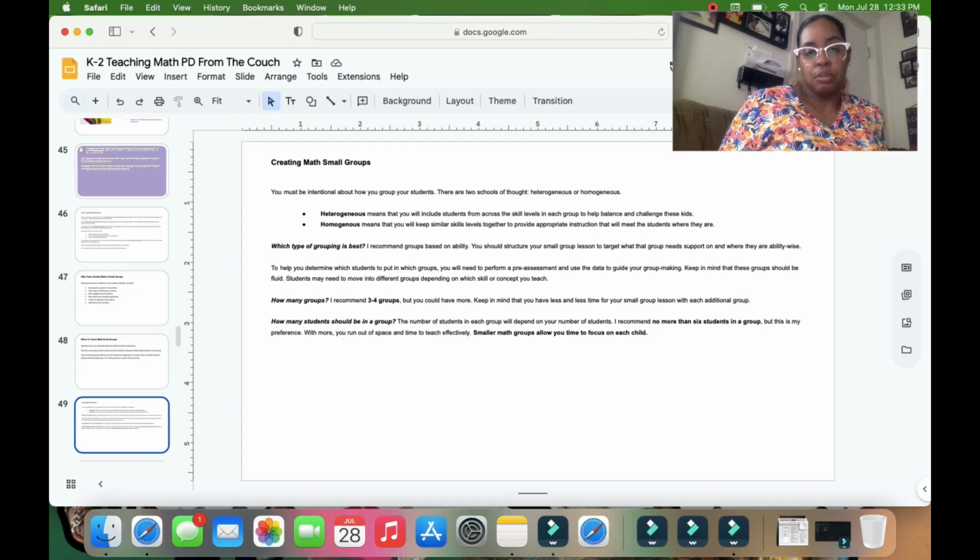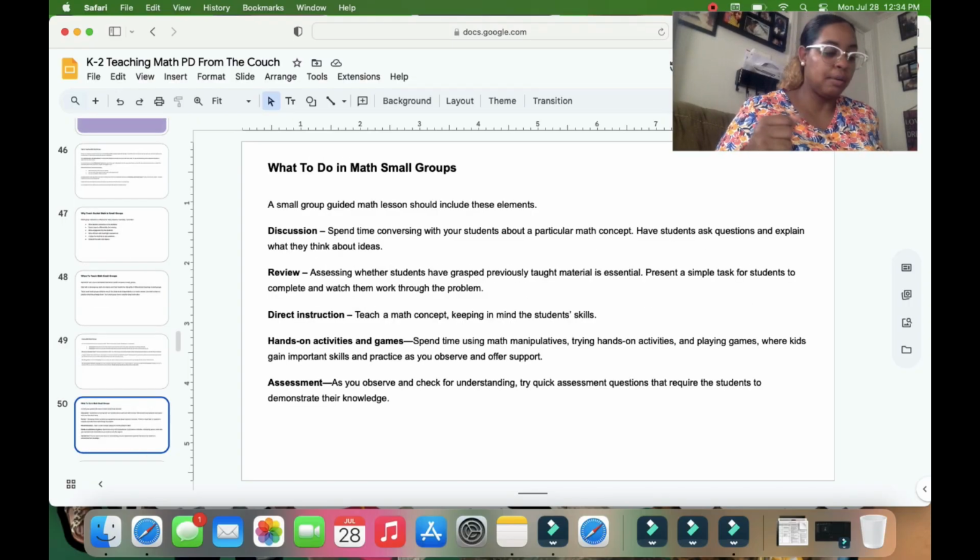How many students should be in a group? The number of students just depends on the number of your students. I recommend no more than 6 in a group at a time. It's my preference, but with more, you run out of space and time effectively, and smaller groups allow you to focus on each child.